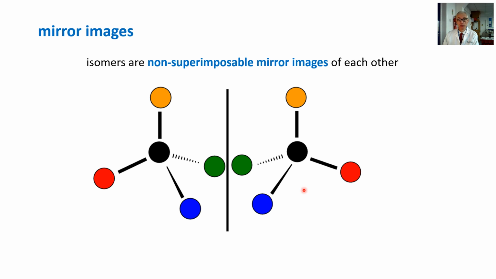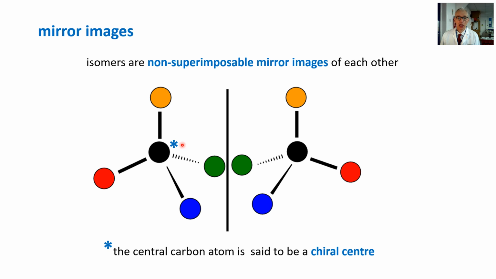And that is shown by trying that we cannot superimpose one image upon the other. So they are described as non-superimposable mirror images of each other. And the carbon, which is bonded to 4 different groups, is known as a chiral center. And that is often denoted in diagrams, questions, etc. with an asterisk.